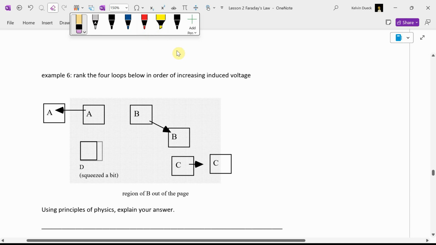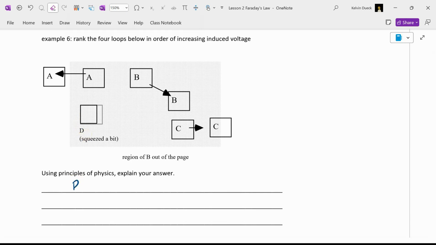Example 6 says, rank the 4 loops below in order of increasing induced voltage from smallest voltage to biggest voltage. What's going to affect the induced voltage? The change in flux. Which of these has no change in flux and therefore no voltage? A, B, C, or D? So, first one, B, change in flux equals 0, so voltage equals, oh, you know what? Let's use EMF as my symbol, Mr. Dueck.